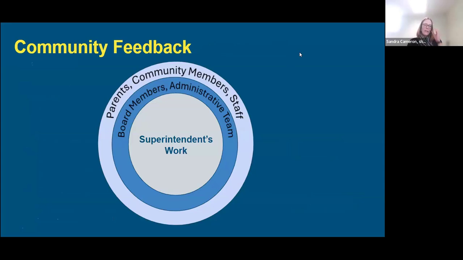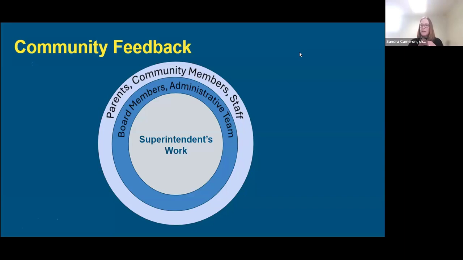And what I want to share here is that the board members and the admin team really are the group who understand and are most closely connected to the superintendent's work. So if you think about a circle of influence or a circle of knowledge, board members and the admin team are the folks who have the most information about what happens every single day and what the responsibilities are of the superintendent. Parents, community members, staff are on another tier out. And so it's very difficult for them to be able to use the same type of evaluation to provide meaningful feedback. More appropriate for those folks would be something called a climate survey.